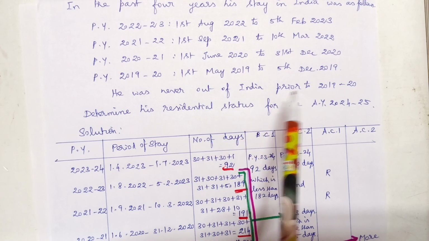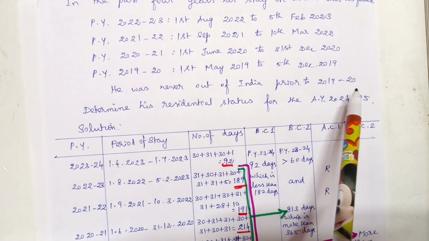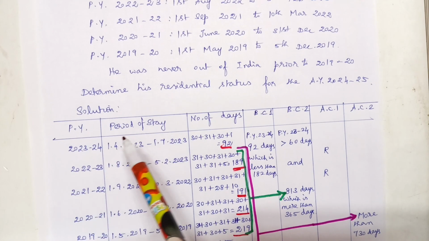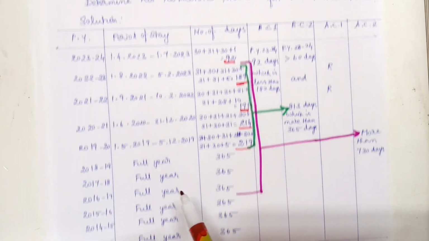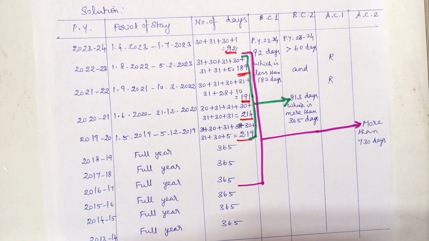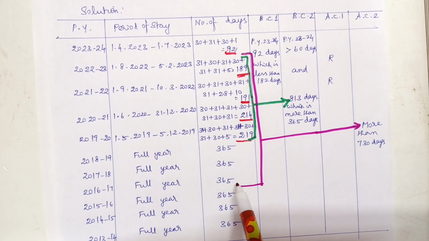Then in the problem it is given that he was never out of India prior to 2019 to 20, which means in the preceding years, he was never out of India. That is, he was fully in India. So from 18 to 19, for all the remaining years, he was fully in India, so all the 365 days.